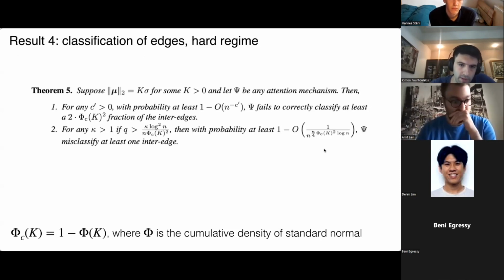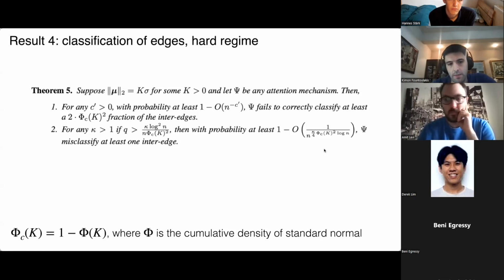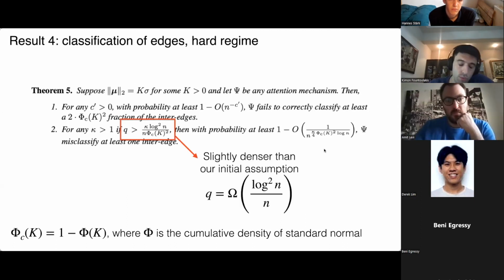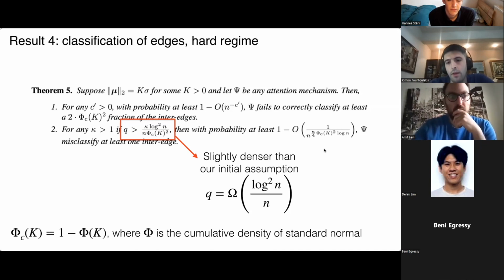That has some interesting twist. So in the second part, if k is not a constant, then we can only claim something for when q is slightly bigger. Previously we assumed q to be at least log square n over n. Now we have something bigger, and if we have such a large q, then we can claim that psi is going to misclassify at least 1 integer with high probability.